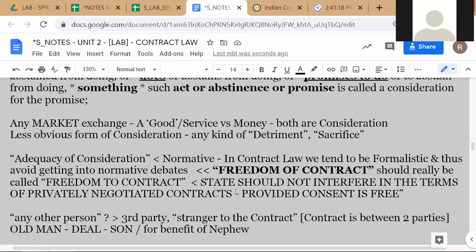Okay, so this is actually very strongly connected to your idea of adequacy of consideration. Because again, normally the people who try to interfere in these kinds of contract terms, as you can see in the example of the UK Parliament and the US Congress, are actually the government. And the freedom of contract doctrine says that the state should not interfere in the terms of privately negotiated contracts. Of course, we have to ensure that there is no kind of criminality going on, etc.